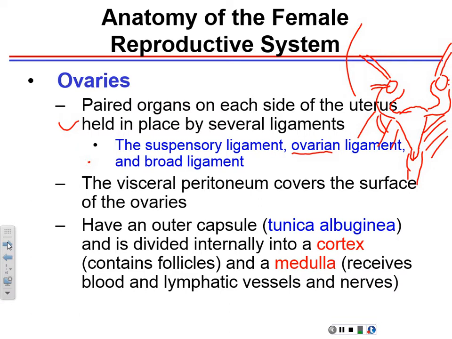The visceral peritoneum. See, the peritoneum has got two layers. The one that's close to the organs, which is the visceral, and the parietal, which is on the outside. So that one kind of covers all these organs and the ovaries.